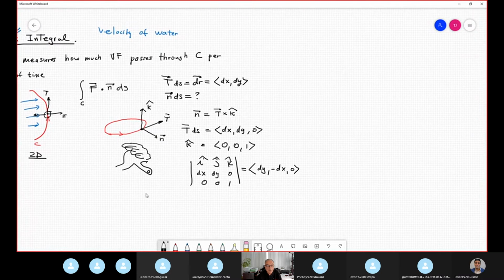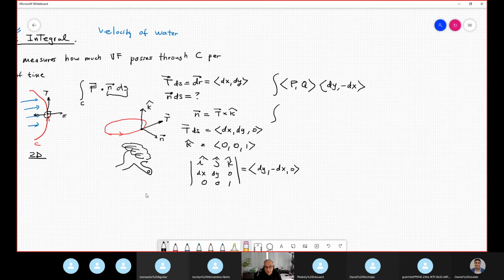suppose that the vector field is P, Q in 2D, right? And the n ds, which is this, is dy, minus dx, 0, but okay, I omit the third dimension. I do not omit the third dimension in the cross product, because it's mandatory. Cross product is defined in 3D. However, in 2D, I come back and I remove the k component.